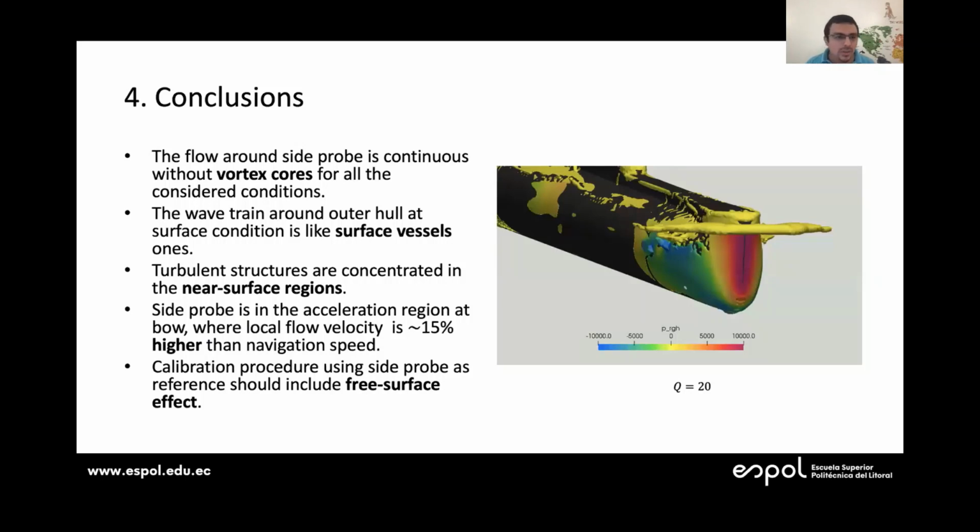As a conclusion, we were able to assess the flow along the hull, the pressure distribution, and the wall shear stress. We were able to visualize vortex structures, which are dominant, especially due to the wave breaking system at the bow. And we need to rethink the calibration procedure, especially at deep water conditions.